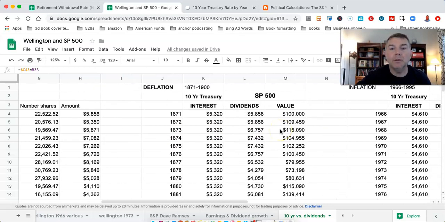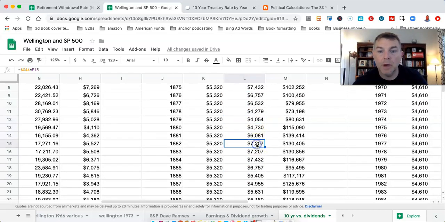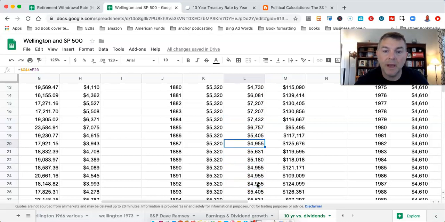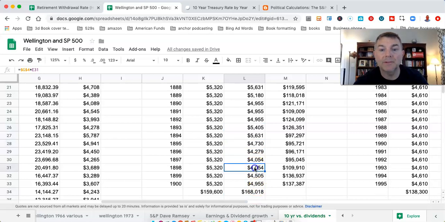Now the dividend yield, on the other hand, did drop. It went from 5,856, the actual dividend amount, to 4,054. It went back up to 7,200. Then it went back down to 4,955. It went to 4,730. It went to 4,054. So at the end of 1990, you're only getting $4,955 in dividends, but you're still getting $5,320 on the bond.